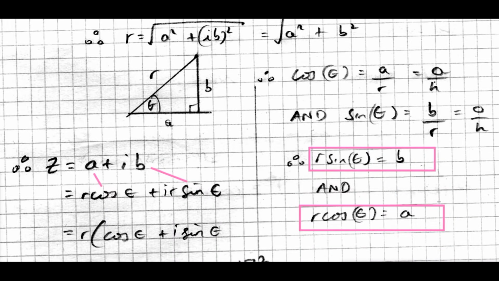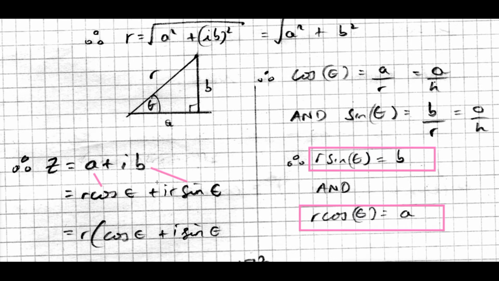Considering that cos theta is the adjacent divided by the hypotenuse, which for this triangle would be A divided by R, you can rearrange by multiplying both sides by R and then substituting the A for R cos theta. Considering that sine theta is opposite divided by hypotenuse, which is B divided by R, multiplying both sides by R gives you R sine theta equals B, and you can substitute that for B.